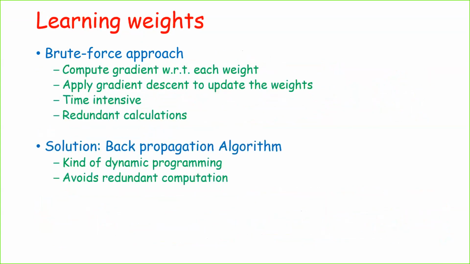So the brute force approach is compute the gradient with respect to each and every weight, apply the gradient descent algorithm to update the weights. So this process is time intensive and a lot of redundant computations will have to be done. So what is the solution for this? The solution for this is the backpropagation algorithm. So backpropagation algorithm is a kind of dynamic programming.